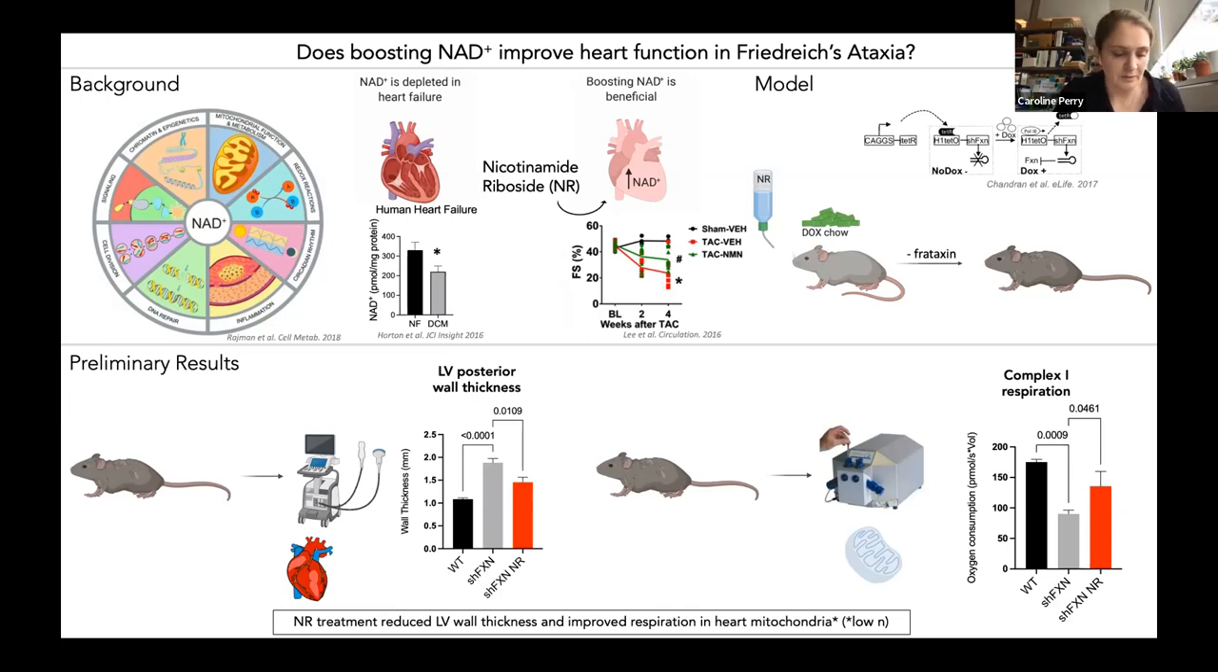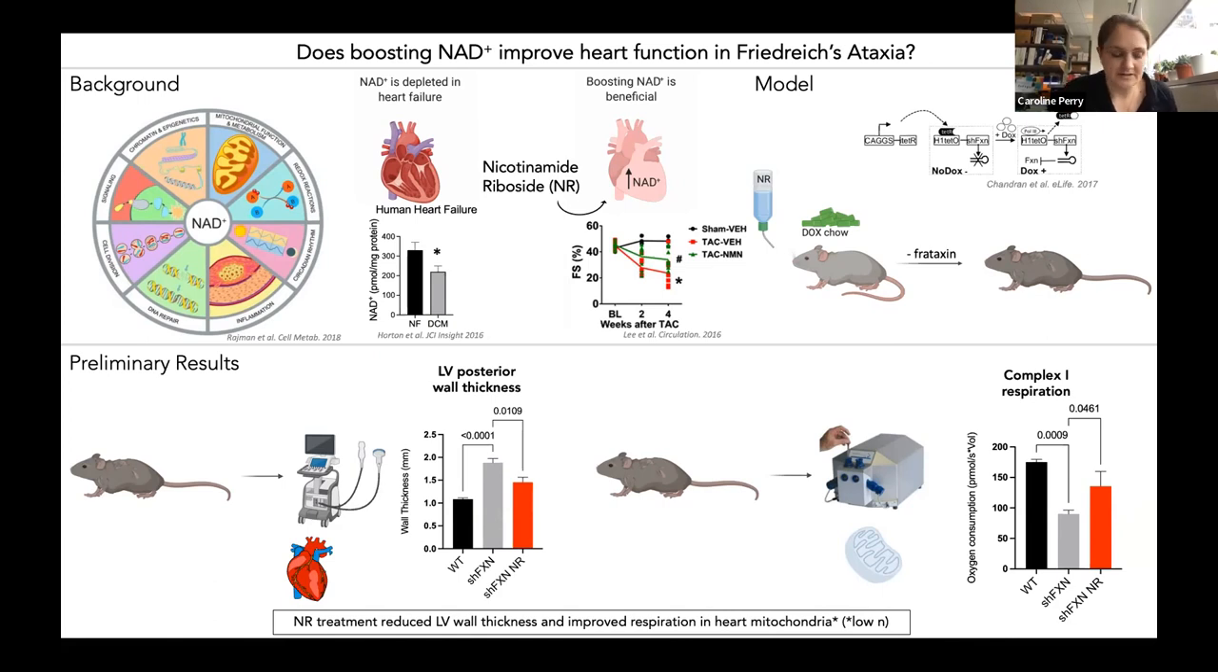But the most important part of this model is that the disease features are progressive and not immediate, and the mice develop hypertrophic cardiomyopathy, which is the most common form of heart disease in FA. Other mouse models of FA do not necessarily develop heart disease, or it develops extremely rapidly, and it's difficult to find a therapeutic window.